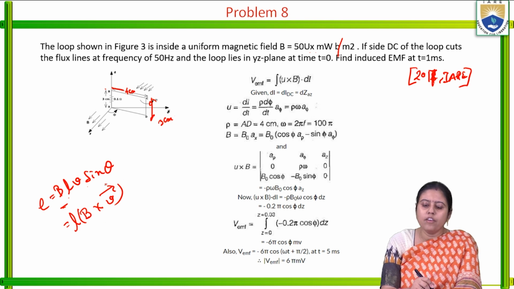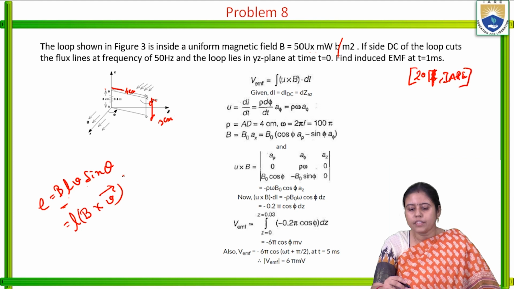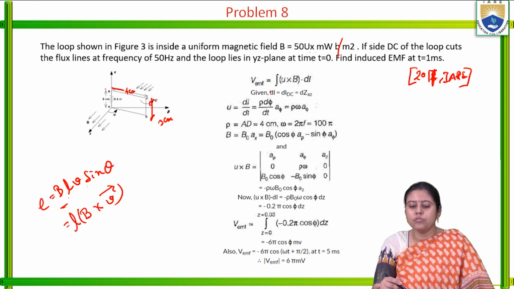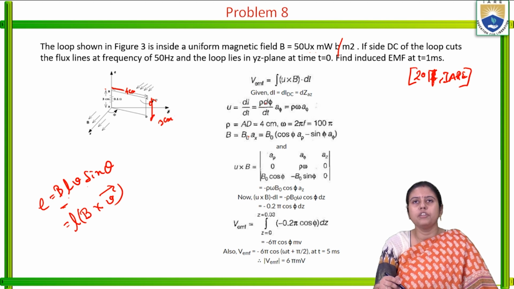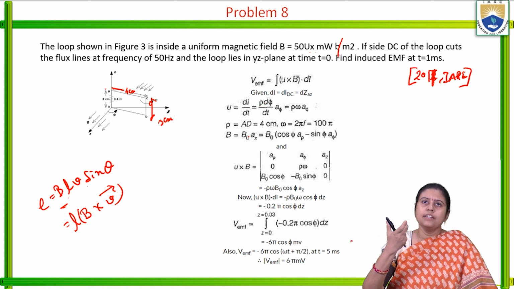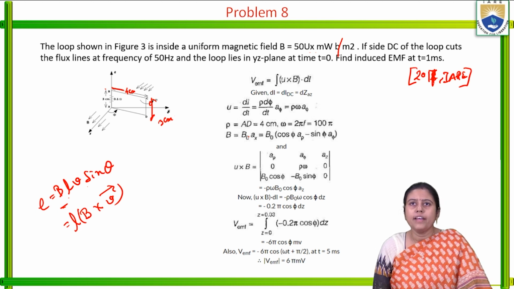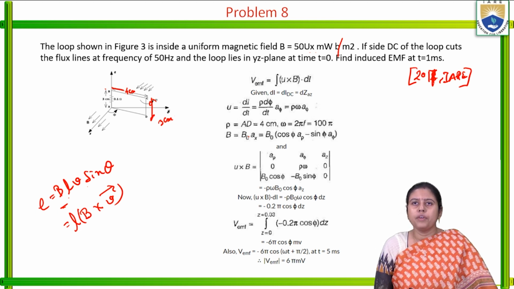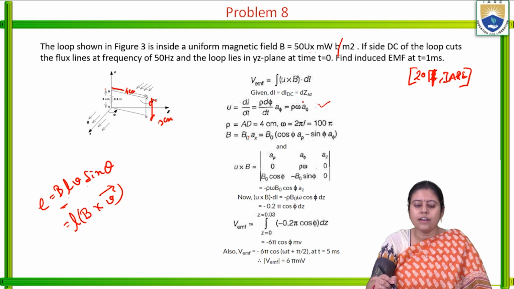So what is the value of the V? It is given in the problem as U is equal to dl by dt. What is the dl? Rho into d phi, because it is in a uniform magnetic field. So rho d phi by dt. So we can also write it as rho omega into a_phi. What is rho? Rho is the AD.